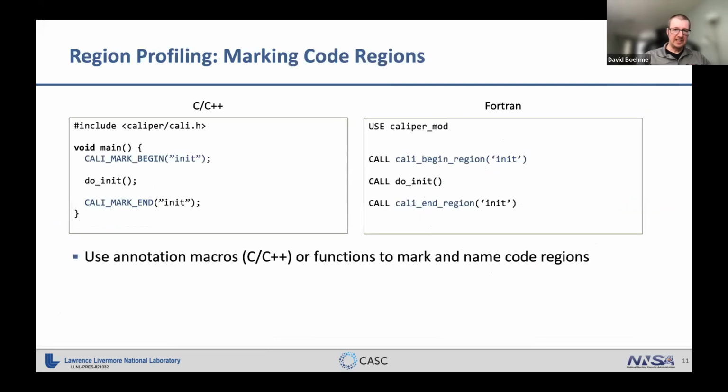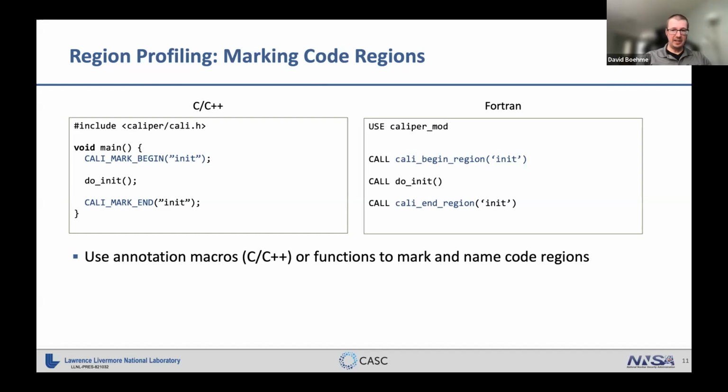So let's talk about these steps in a little bit more detail. First, let's start with the region profiling. As I mentioned, Caliper is an instrumentation API. That's actually what it started out as. So much of the functionality in Caliper is built around these region annotations. There are a bunch of macros in C or functions in Fortran to let you mark regions in the code. In the example here, we're adding this region called init around this do init function, and that will then show up in our Caliper reports.